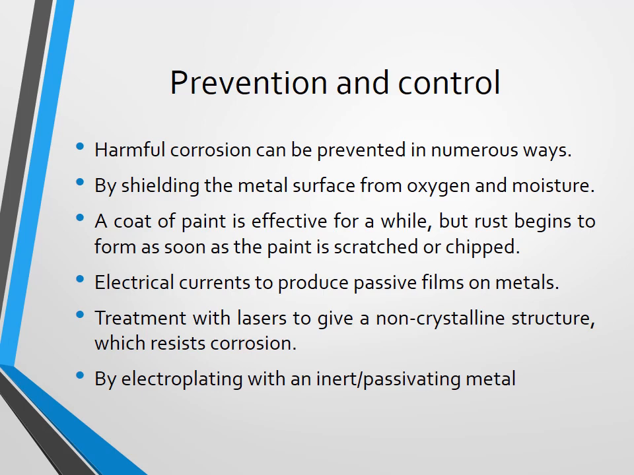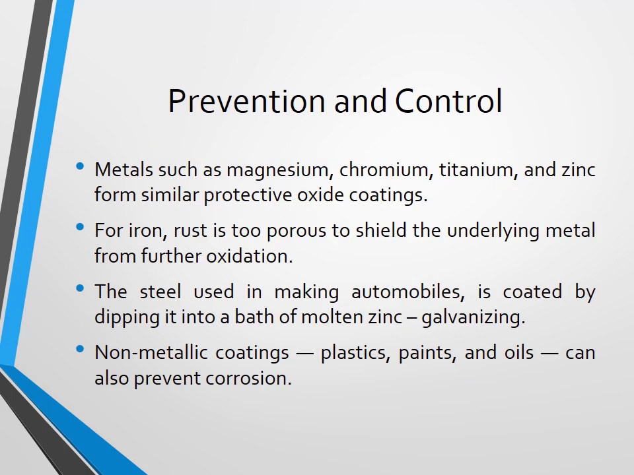So these electroplated materials may include metals such as magnesium, chromium, titanium and zinc, which form similar protective oxide coatings on the surface of the metal and the underlying iron or metal. This layer prevents exposure to the environment, and the underlying metal is protected from oxidation and in turn from corrosion.